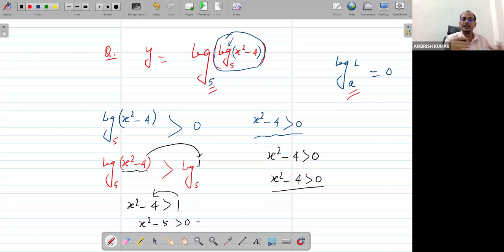Solve these two and combine that. Combining means look for the common part, because both have to be defined. The second log also has to be defined. The first log also has to be defined. Yes, sir.